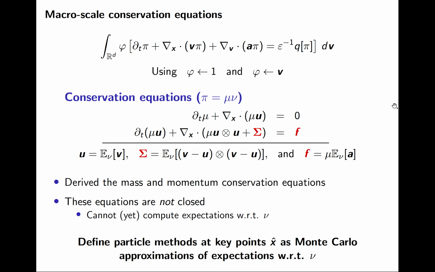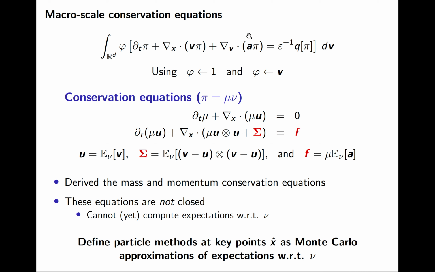Okay, so given that our starting point is the Boltzmann equation here in the middle, our next step is to derive these macro-scale conservation equations. The form of these conservation equations is going to look very familiar. In fact, it's exactly the same as the conservation equations typically used for sea ice models. We're just going to derive them given the Boltzmann equation, and the way we do this is simply by integrating over the velocity space.